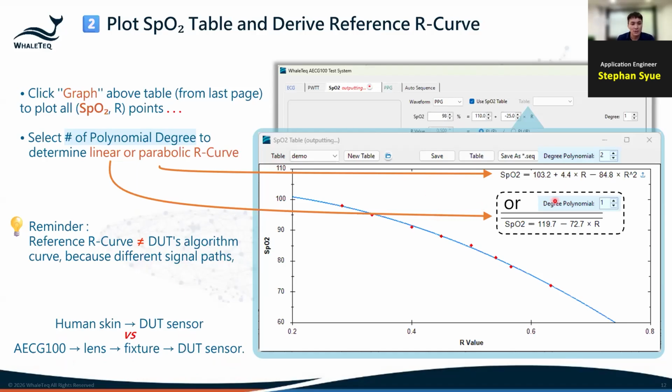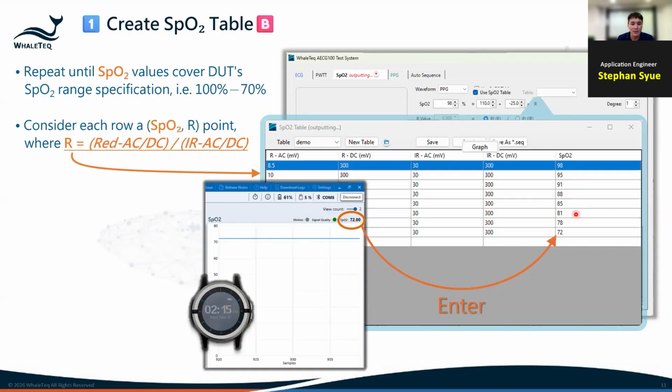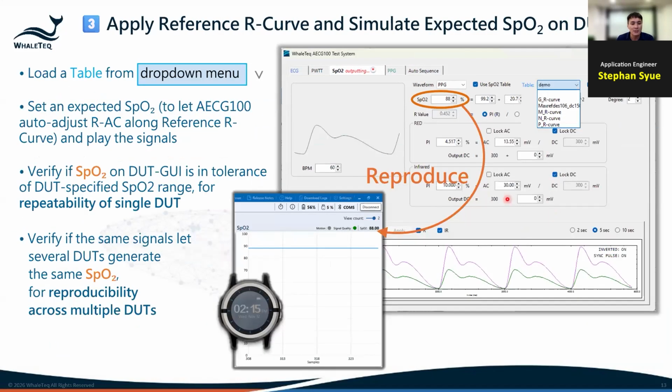Right. So this is the end of the learning process. What we did until now was help the AC100 learn how to interact with this DUT by trial and error and figure it out, kind of reverse engineering. And now the learning is completed, and we're going to start the actual testing, because the game changed. We used to change the red AC, hope we still remember, to explore different SpO₂.